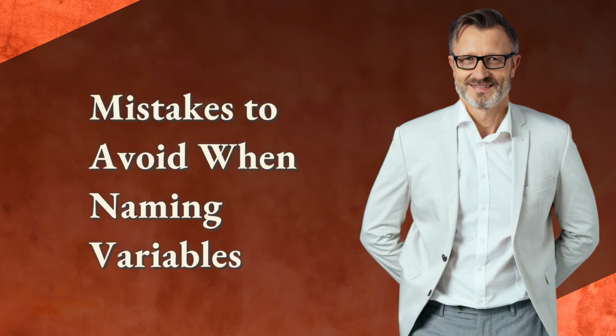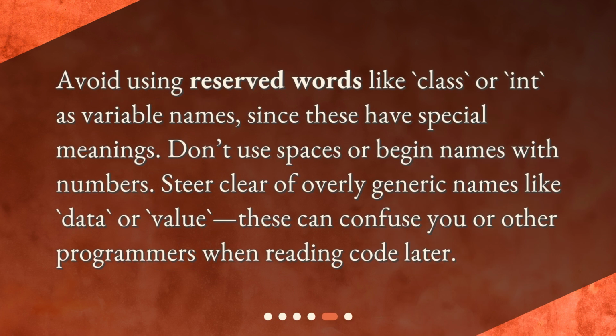Mistakes to avoid when naming variables. Avoid using reserved words like class or int as variable names, since these have special meanings. Don't use spaces or begin names with numbers. Steer clear of overly generic names like data or value. These can confuse you or other programmers when reading code later.